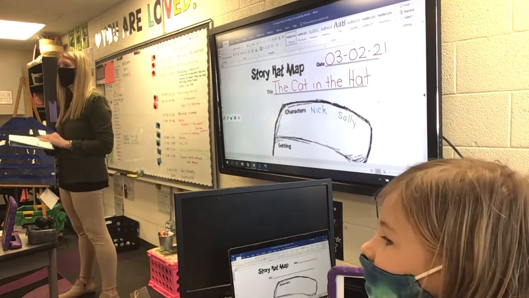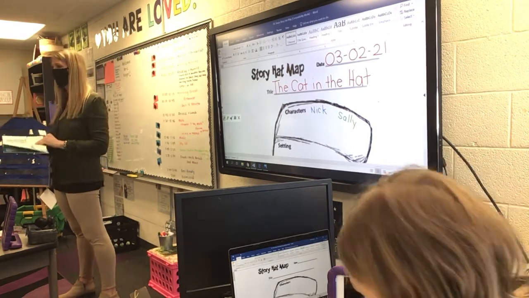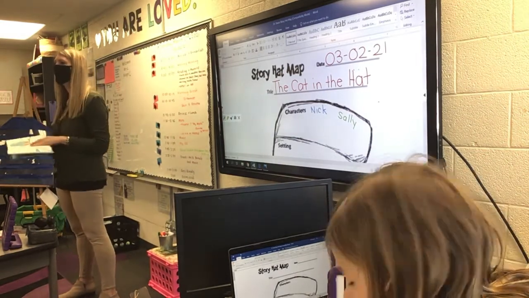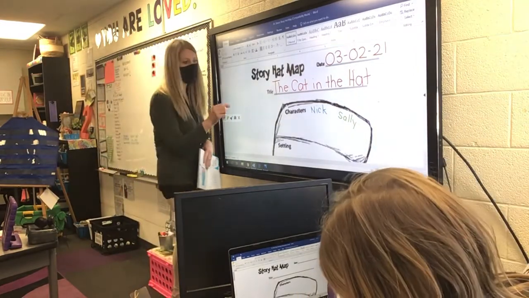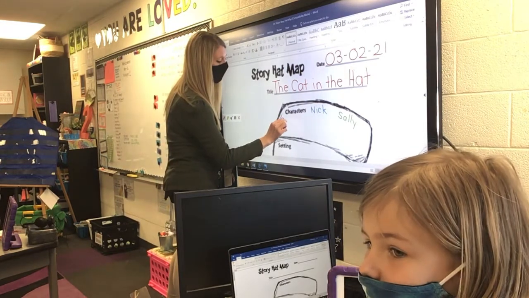Now, we have the two kids, they're the characters, but we also have a few more characters. Who else? The cat in the hat. So let's just put the cat. Okay, we know it's the cat in the hat, but I don't think we're going to fit all that in there. So let's just put cat.